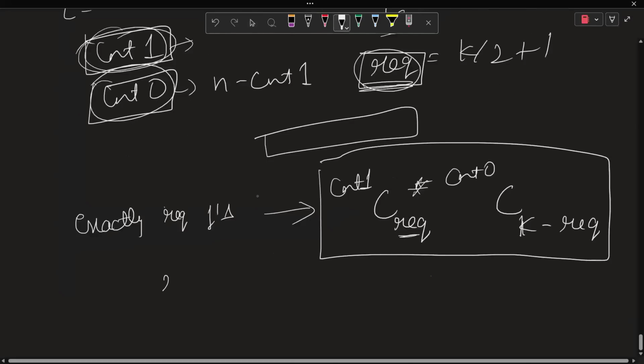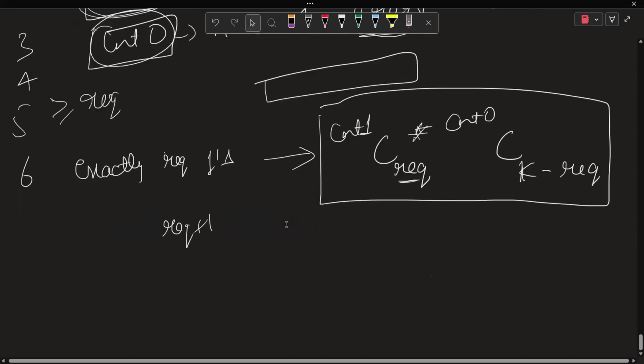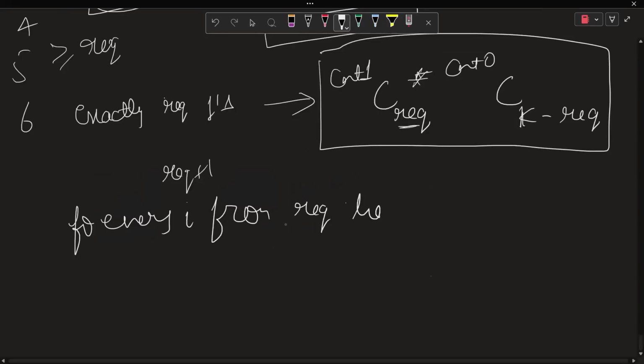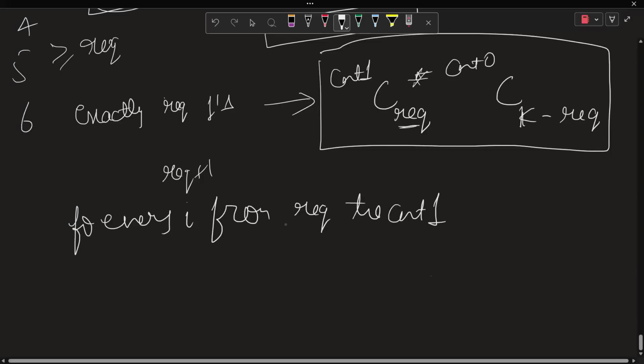Now you can also have required plus 1. You can have more than required. That is not a problem. The number of ones can be more than required. If required is 3, you can have 4 ones, 5 ones, 6 ones. That is also okay. So basically you need to iterate for every I from required to at max how many ones you can have. Count 1 would be the maximum number of ones you can have, or if k is the maximum you are taking, you can write a minimum of count 1 or k. Okay, that can be managed.